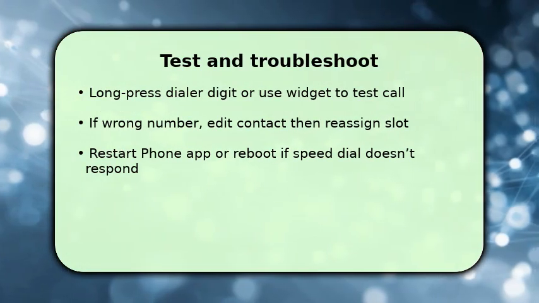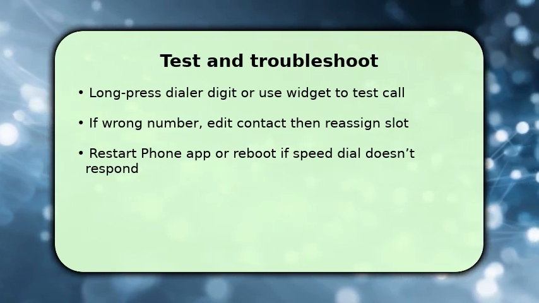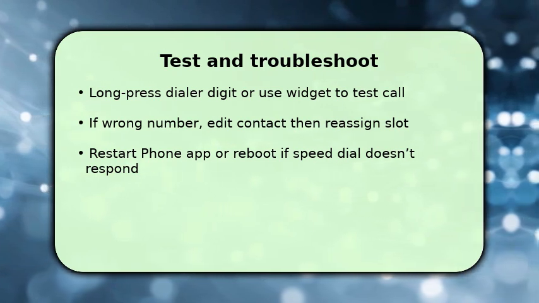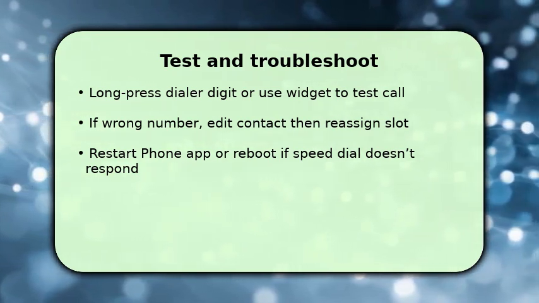Finish by testing the speed dial entry. Long press the assigned digit on the dialer or tap the speed dial widget. If the wrong number calls, edit the contact and reassign the slot to update the shortcut.